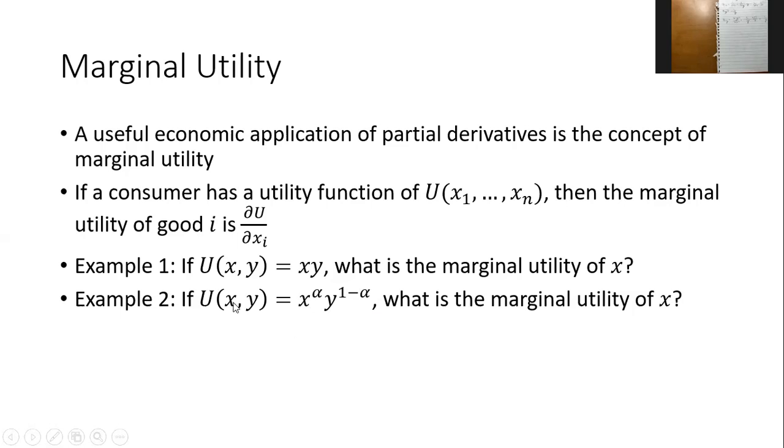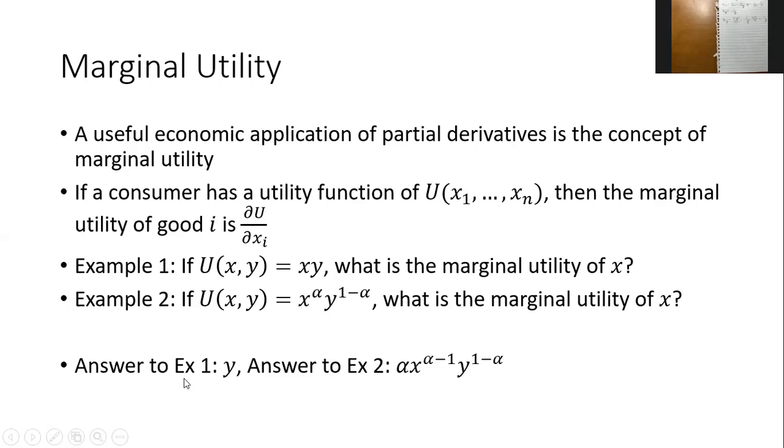If you think of x as being food and y as being shelter, you can really express people's utility in functions that look like this, where alpha is some parameter. And the marginal utility of x is alpha times x to the alpha minus 1 times y to the 1 minus alpha. You're just using the rules of differentiation there to get that. I think I have the answers there. We got these answers correctly.